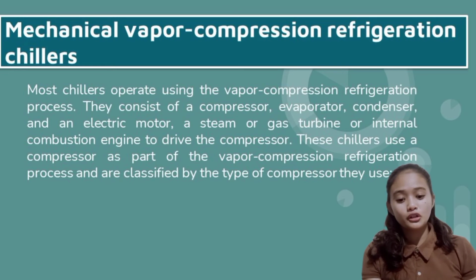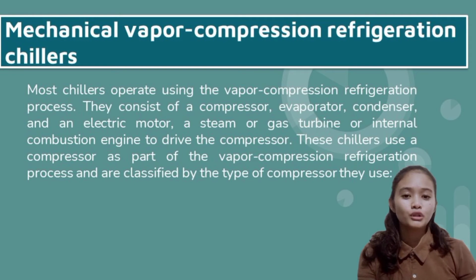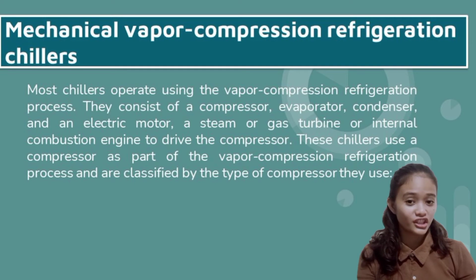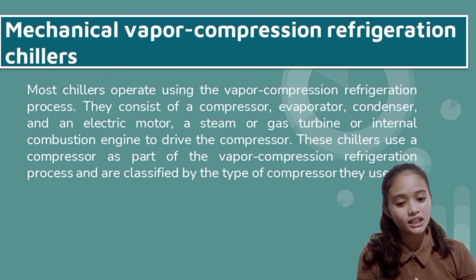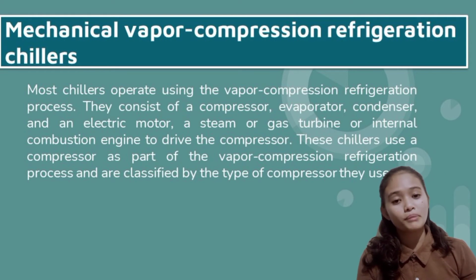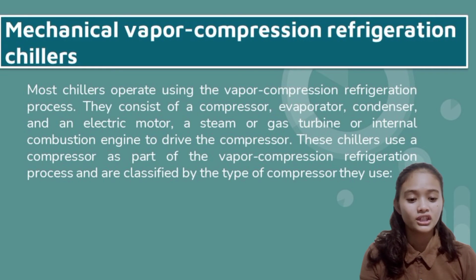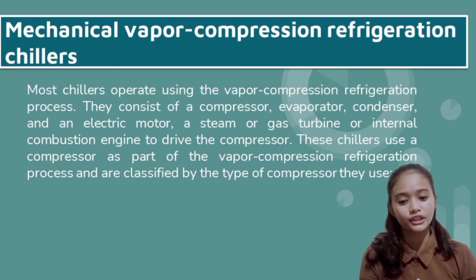As I've mentioned a while ago, most chillers operate using the vapor compression refrigeration process. There is what you call a mechanical vapor compression refrigeration chiller. They consist of a compressor, the evaporator, the condenser, and an electric motor, a steam or gas turbine, or internal combustion engine to drive the compressor. These chillers use a compressor as a part of the vapor compression refrigeration process and are classified by the types of compressors they use. So there are 4 types of mechanical vapor compression refrigeration chillers.